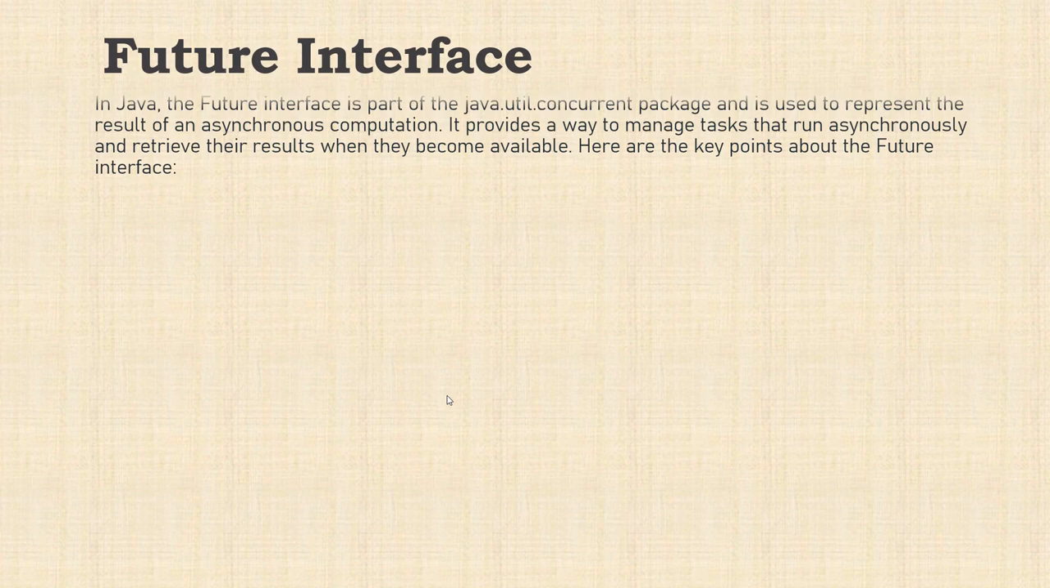In Java, the Future interface is a part of the java.util.concurrent package, and it is used to represent the result of an asynchronous computation. It provides a way to manage tasks asynchronously and retrieve their result when they become available. Here are the key points about the Future interface. It is available in the java.util.concurrent package, and it got introduced in Java 5.